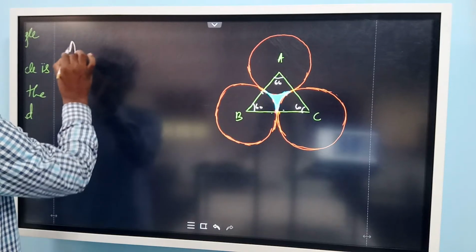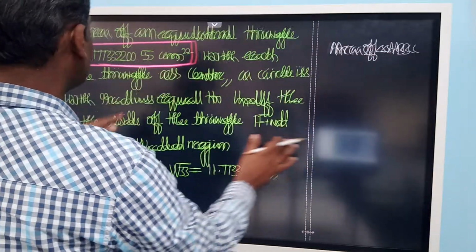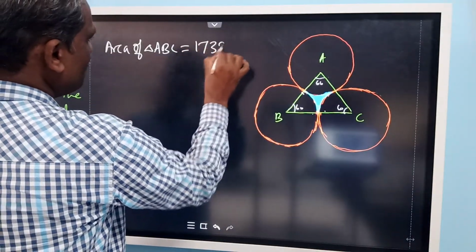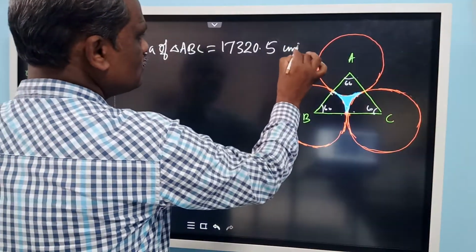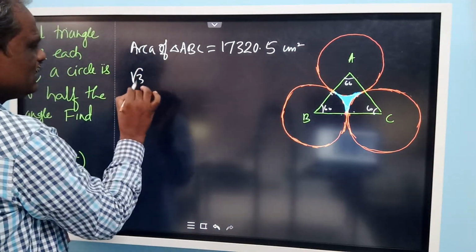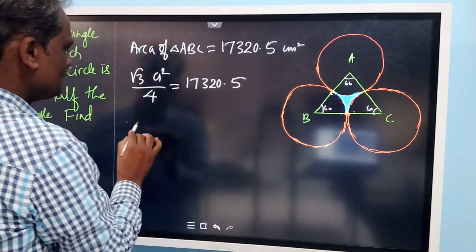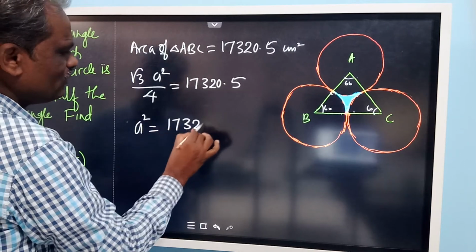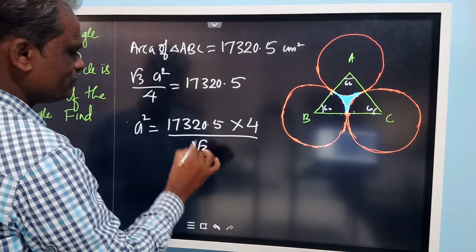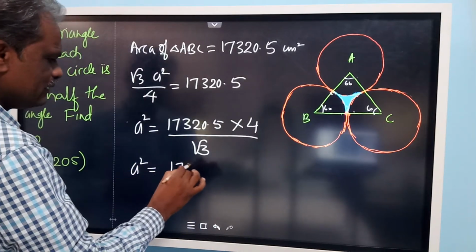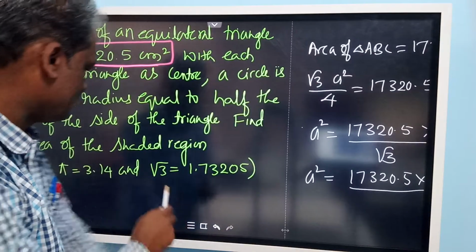They have given the area of triangle ABC, which is 17,320.5 centimeter square. Use the formula for the area of an equilateral triangle, root 3 a square by 4 is equal to 17,320.5. So a square will be equal to 17,320.5. Transfer 4 to the right side and root 3 will come to the denominator. Now a square is equal to 17,320.5 into 4, and substitute the value of root 3, which is given.